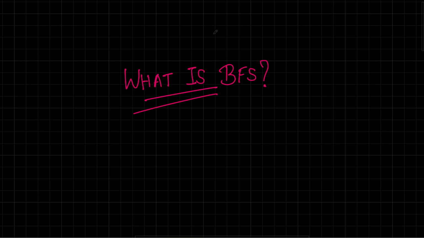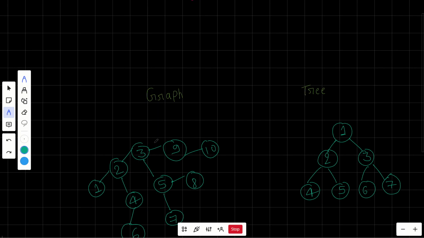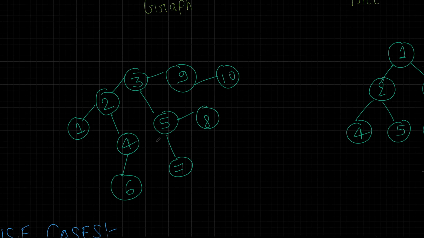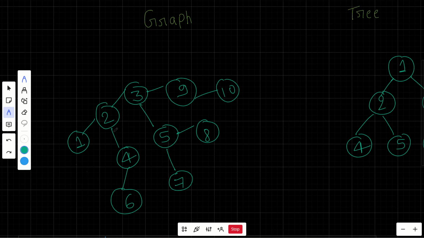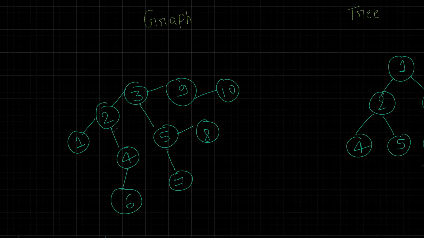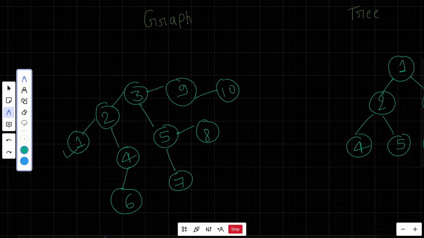Let's see some example. Let's suppose in this graph we have some nodes which are connected to each other, and let's suppose we have some source node which is 1, and we will go from 1 to 2 to 3 to 5 to 7, or any kind of neighbor. Maybe it could be 2 to 4 to 6. So we will traverse like that.